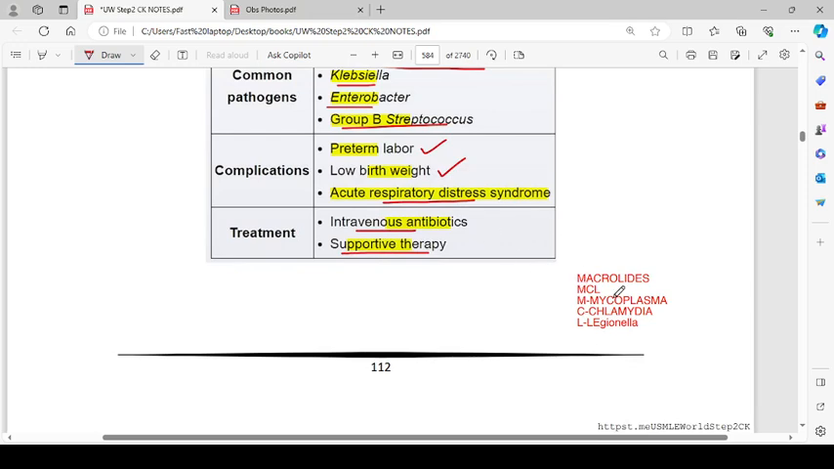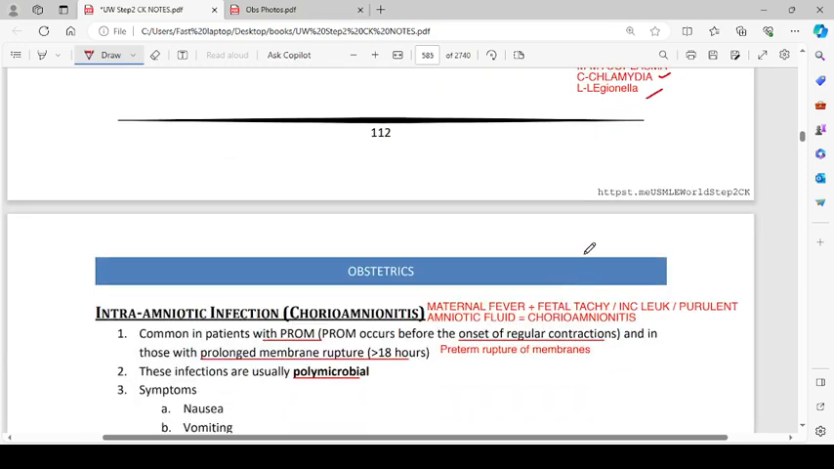So MMCL, that is macrolide. MCL, what is that? Mycoplasma, chlamydia, and Legionella. What is MCL? Medial cruciate ligament. I'm sorry, it's not that, but I don't know what does it mean?